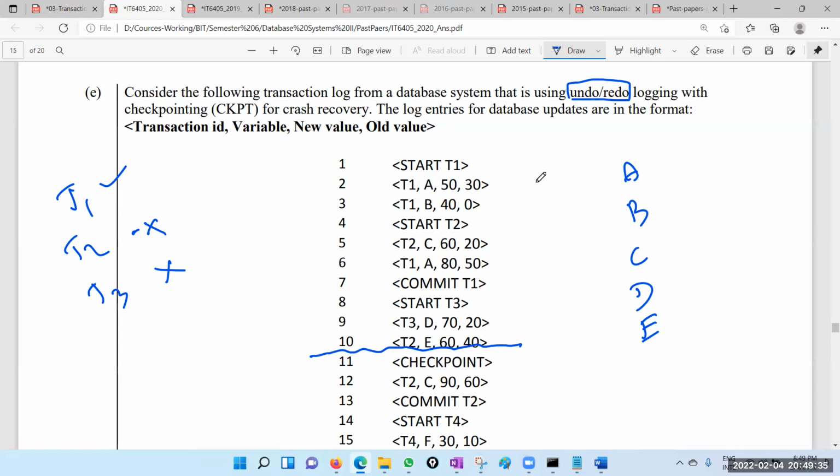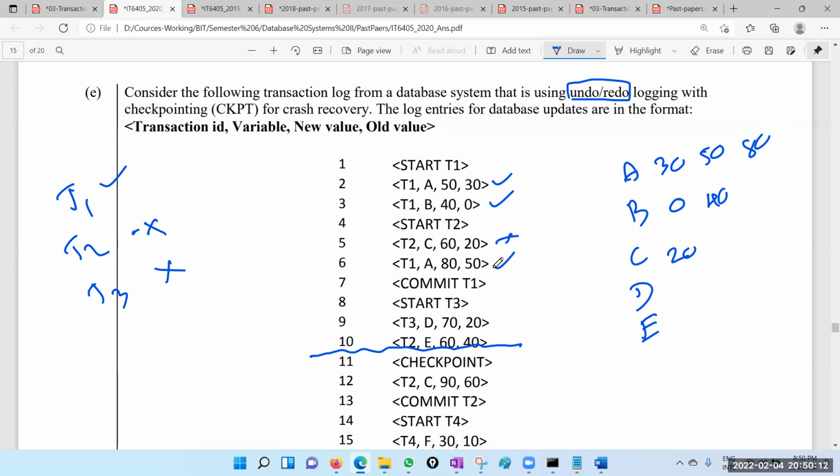So therefore, A 30 has become 50. Again, B 0 has become 40. Then transaction 2, let's not do it, because we have to undo this. Therefore, now we get the original value. Original value is 20. We are not going to change it to 60. Transaction 1 changing 50 to 80. So that is anyway we are going to take. Now transaction 1 is committed.